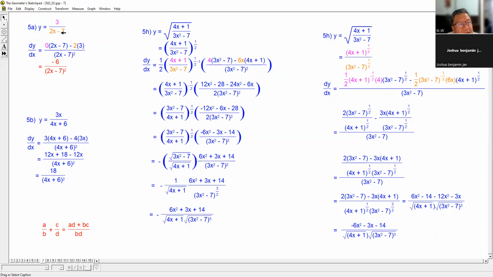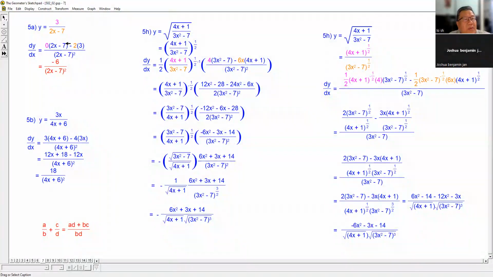You differentiate the 7, you get 0. The 2 plus 0 is still 2. That's how you differentiate the whole thing. You get 2 there, right? Then the 3, you just keep the 3. Don't do anything to the 3. Just keep.